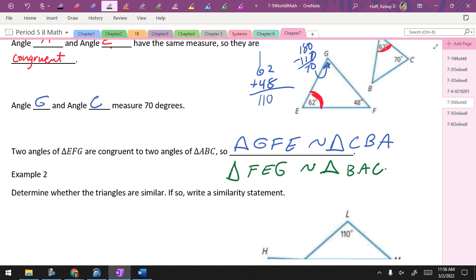Question. Do we need to have a triangle? Yes, because it's a triangle. Yep, you got to have a triangle.